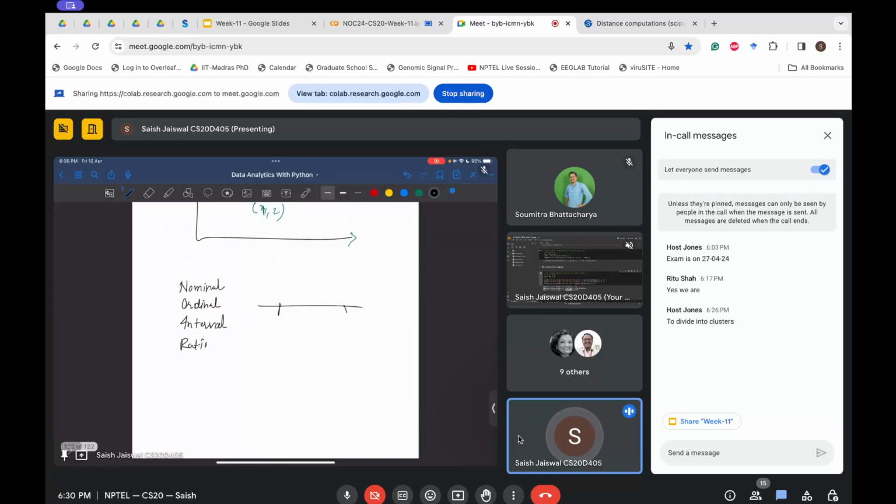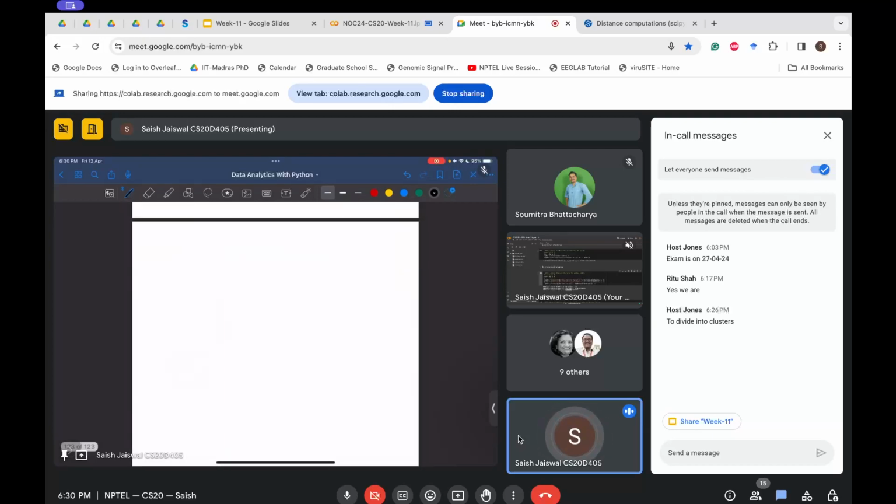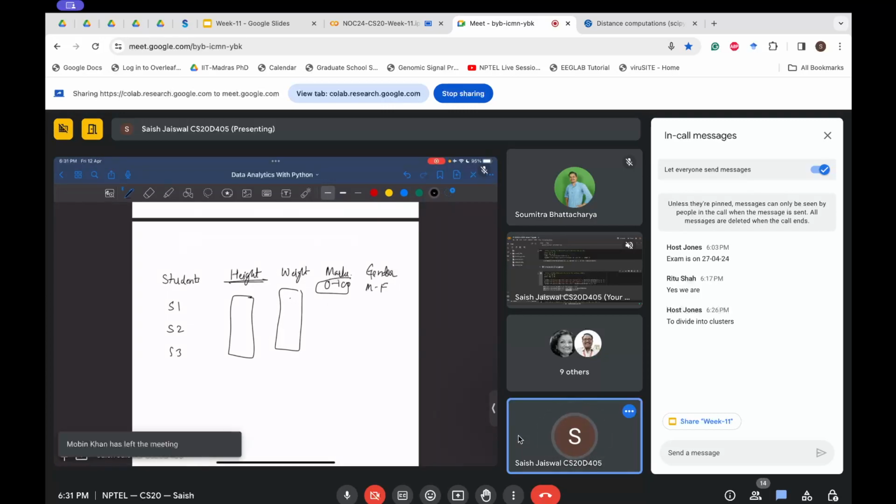So what is the use of discussing it now? Because in a certain scenario you will need to find the distance between different types of data. For example, I have been given data of, let's say, students. I have student 1, 2, 3, and then one variable that is height, which is a continuous variable. Then weight, which is again a continuous variable. Then marks scored, which can be from 0 to 100, which is a discrete variable. Then gender, it can be male, female, and so on.